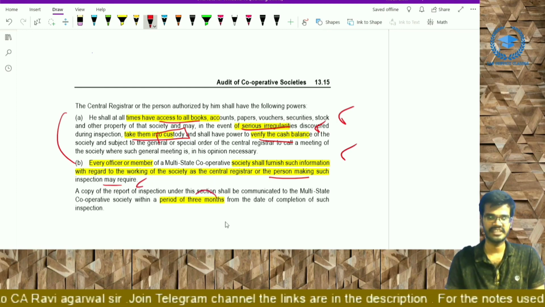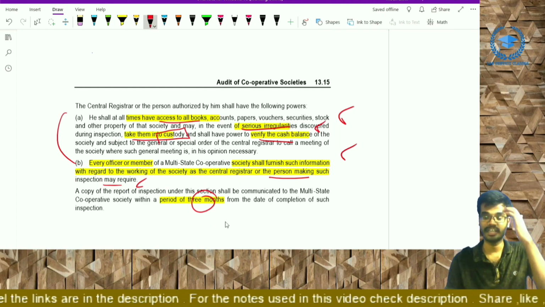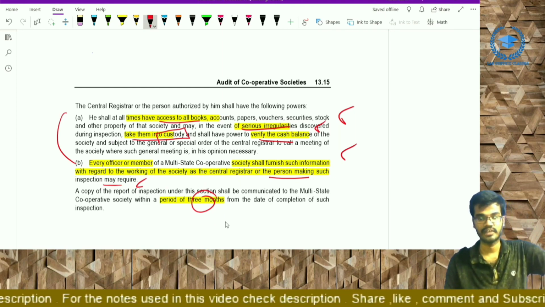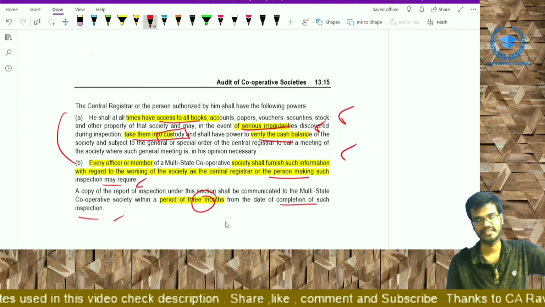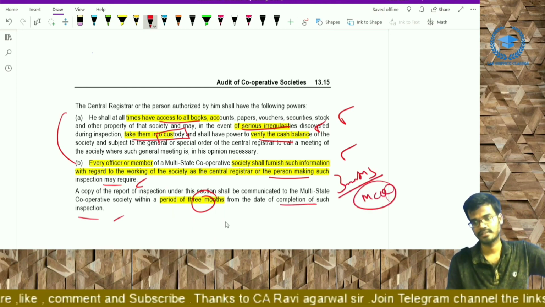And the same 3 months is given. A copy of the report of inspection under this section should be communicated to the society by the central registrar within 3 months of the date of completion of such inspection. The same 3 months here. An MCQ is expected.